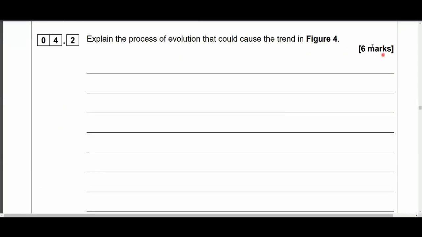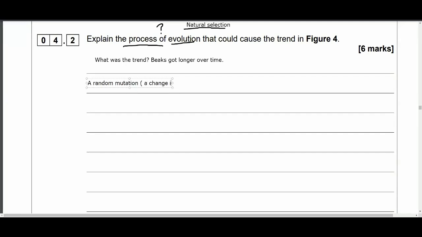4.2. Explain the process of evolution that could cause the trend in figure 4. Well, the trend in figure 4 is that the birds' beaks increased in length. They got longer over time. So what we have to ask ourselves is, what is this process of evolution? And you should know that the process or mechanism behind evolution is called natural selection. So this is just a standard 6 marks answer we go for with any natural selection question.